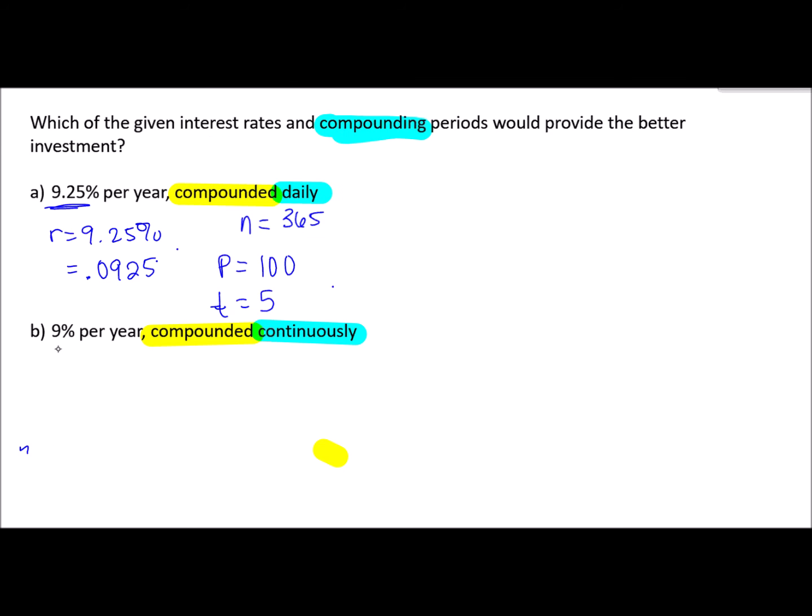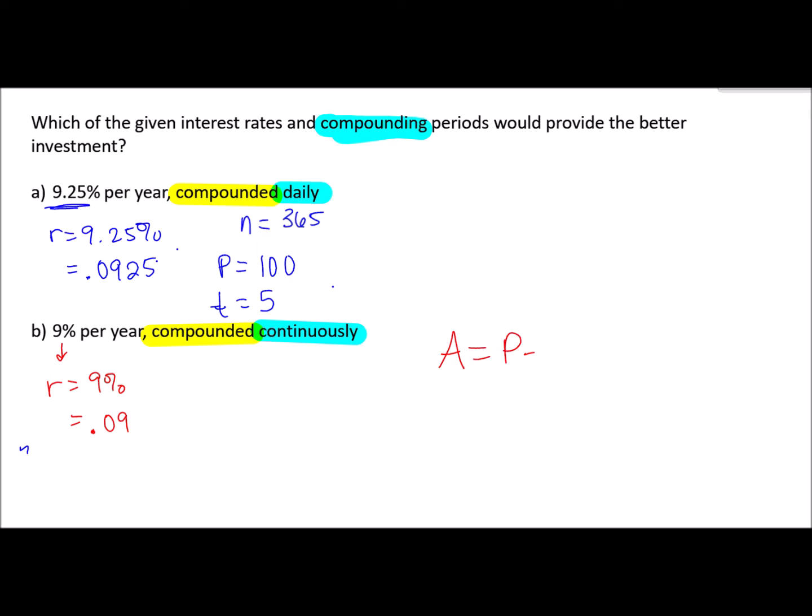So for this guy, I've got a new R, 9%, or if I move the decimal, that's 0.09. And then compounded continuously means I have the formula with the E in it. But besides the R, I would need the T. Again, we're using the same T for both problems. We're just comparing based off of the information given. And the same P. Those are going to be the same for both problems.